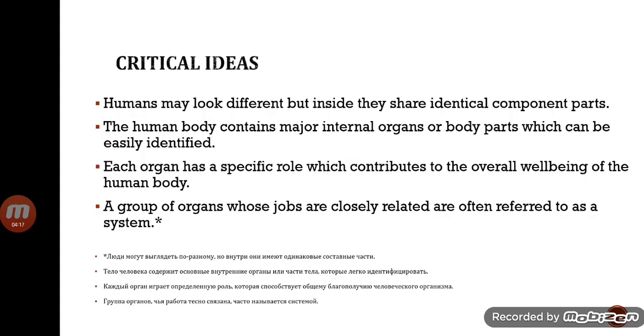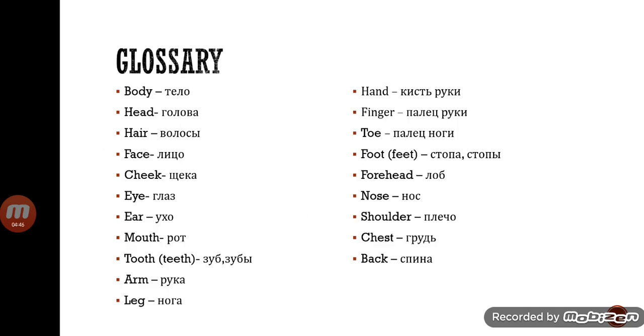So, some critical teaching ideas. Humans may look different, but inside they share identical component parts. The human body contains major internal organs or body parts which can be easily identified. Each organ has a specific role, which contributes to the overall well-being of the human body. A group of organs whose jobs are closely related are often referred to as a system.